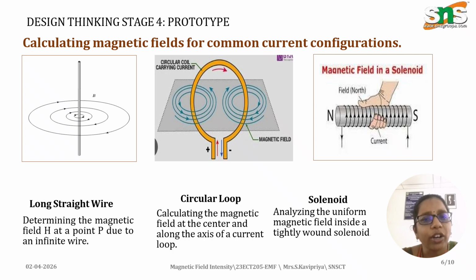Then what are the different configurations for which the magnetic field intensity can be calculated using the Biot-Savart law? First one is a long straight wire. Using the Biot-Savart law, we can determine the magnetic field intensity at a point due to this long straight wire. Second one is a circular loop. At the center of a circular loop, the magnetic field intensity that is created can be determined. Third one is a solenoid. We can analyze the magnetic field intensity in a solenoid using the Biot-Savart law. So for all these three configurations, we can calculate the magnetic field intensity using the Biot-Savart law.